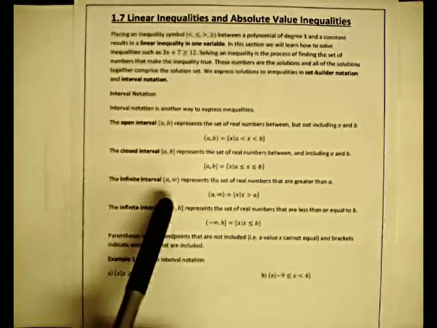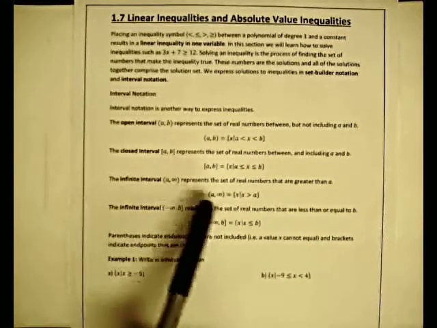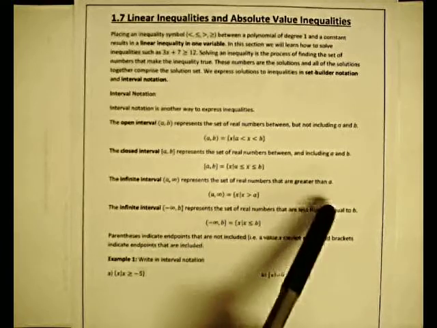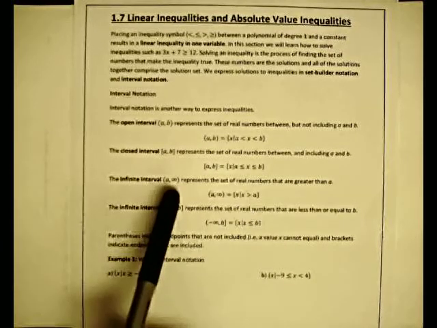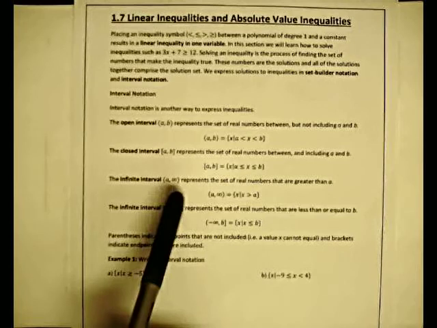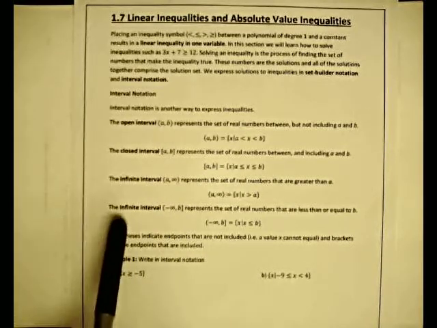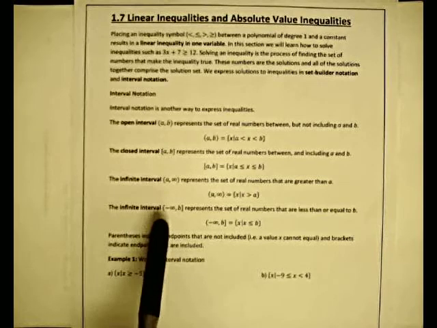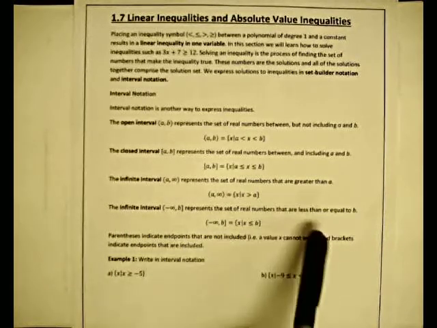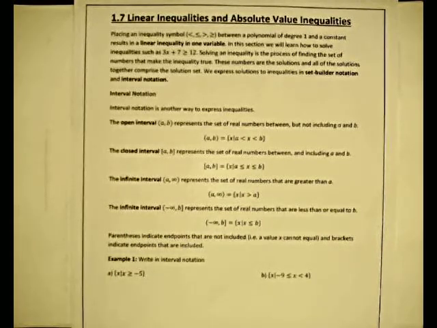The infinite interval (a, ∞) represents the set of real numbers that are greater than a. So infinite intervals represent numbers greater than a certain value. And this infinite interval, (-∞, b], represents the set of real numbers that are less than or equal to b. Parentheses indicate endpoints that are not included, and brackets indicate endpoints that are included.